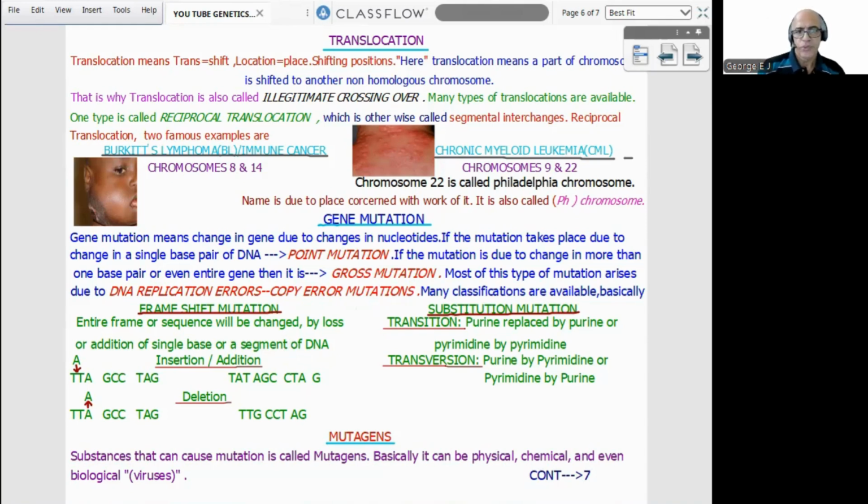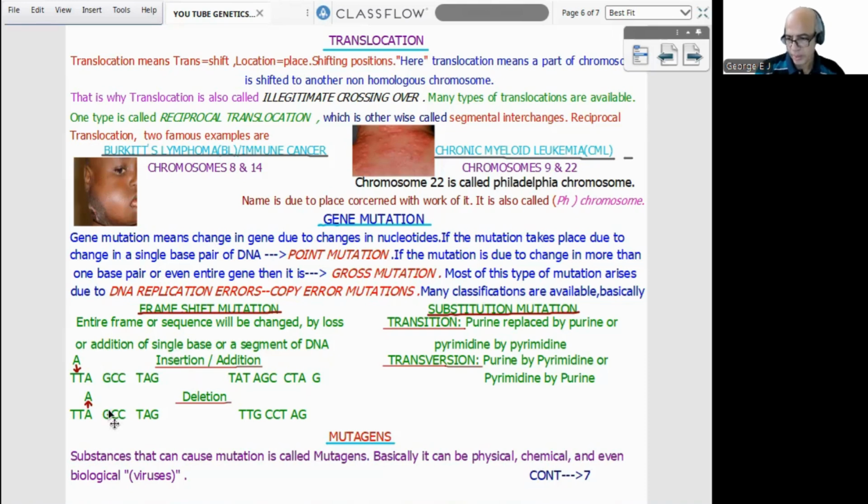First is frame shift mutation, second is substitution mutation. So what is frame shift? A frame change, the entire frame or sequence will be changed. It is caused by the loss or addition of a single base or a segment of DNA, and that is due to insertion or addition, and another phenomenon is deletion.